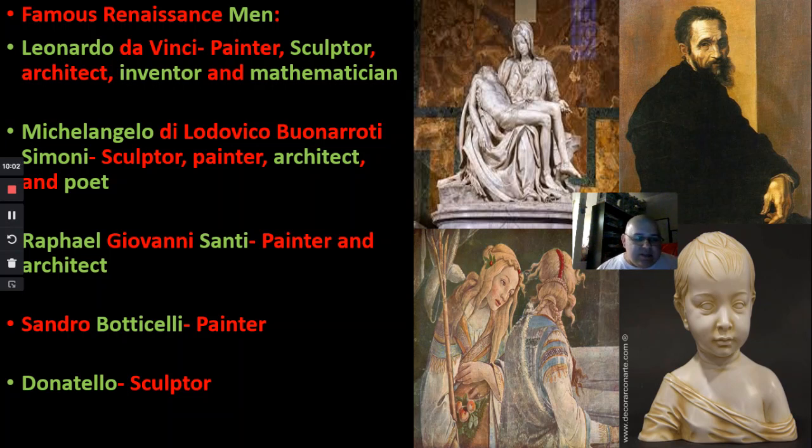Sandro Botticelli was a painter, and one of the other very famous Renaissance men was Donatello, a very talented sculptor. One of his works is that little kid you see right there in the corner. I always point out, look at the kid's clothing. It looks so real, right? But it's rock. It's marble. How does somebody make rock look like just straight clothing? That's a trip. That's talent.